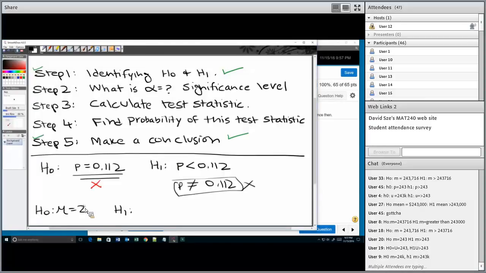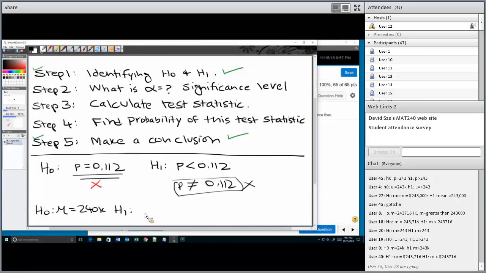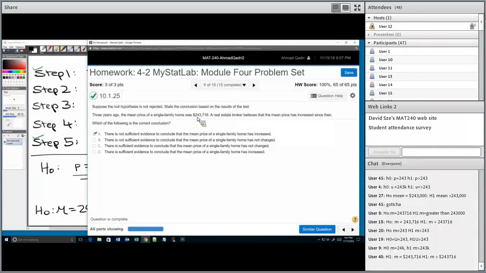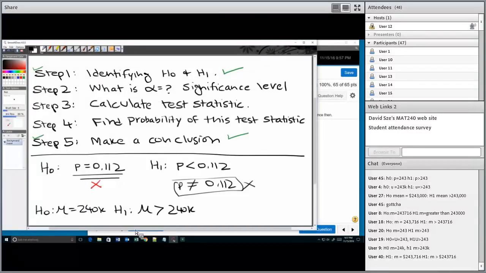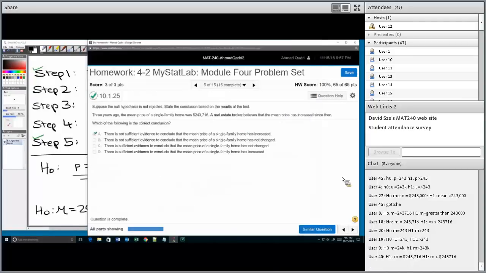So just like everyone else said, the null hypothesis is that mu equals 240k, and the alternative is that mu is greater than 240k. Of course, I'm writing 240k here when you should definitely write 243,716, but just to save time, I'm writing it this way. All right. Very good.